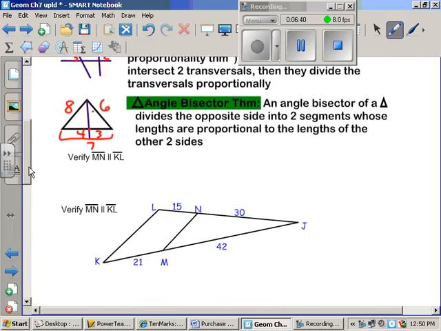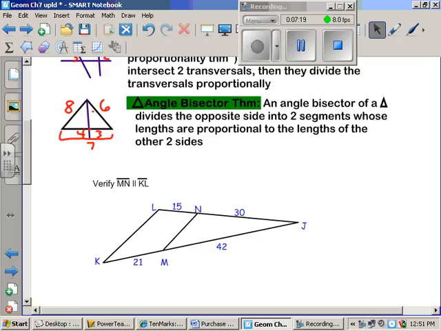All right. So let's say I've got this picture and I want to prove or verify that MN is parallel to KL. If they are parallel, what has to be true? Michael? Not the triangles, but the sides. Remember, because we're using the side splitting theorem.